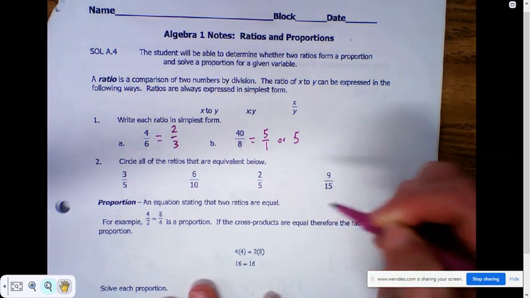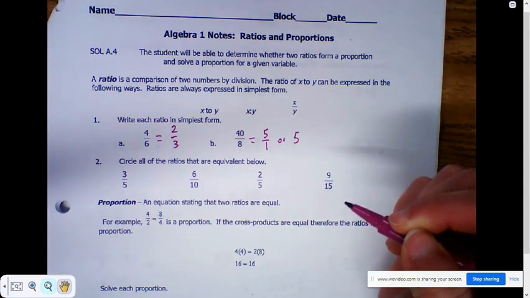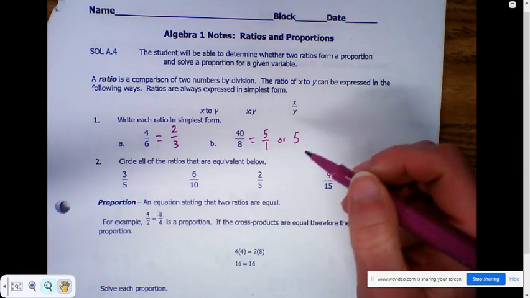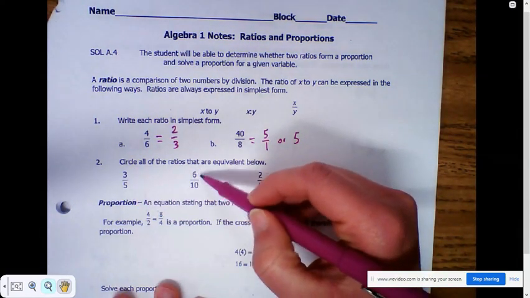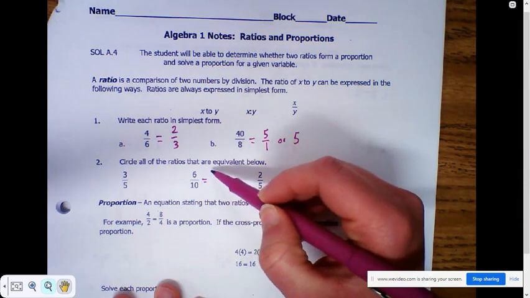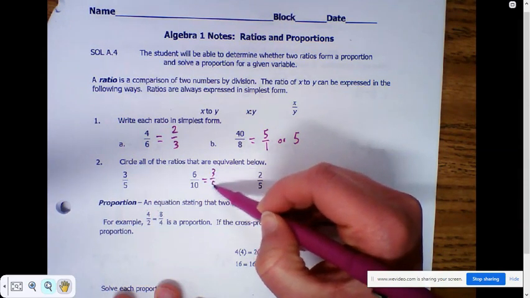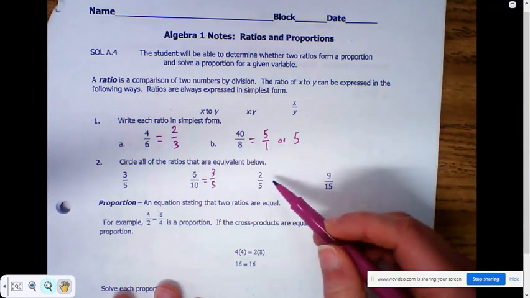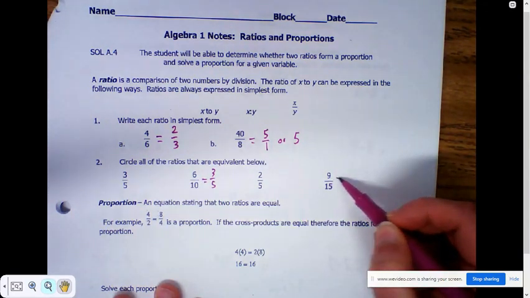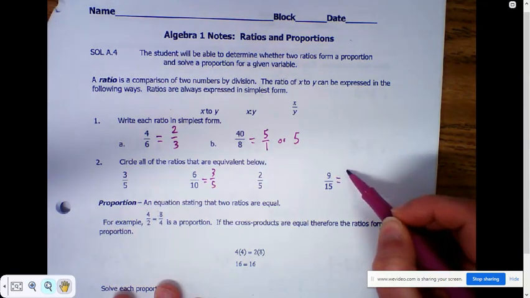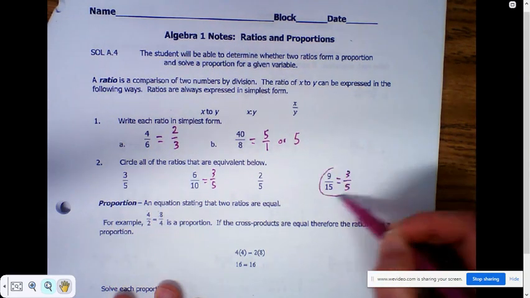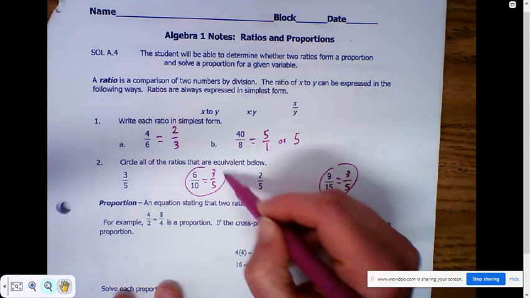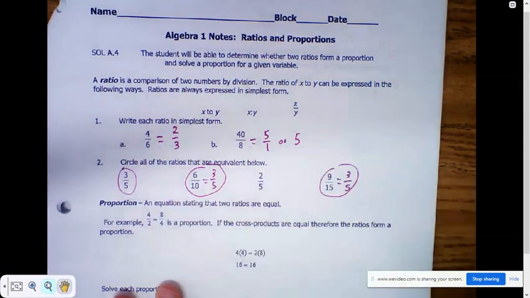You will usually, if we're talking about ratios and proportions, see it as 5/1, but we also know that simplifies to 5. So we want to circle all the ratios that are equivalent below. Equivalent just means that they're equal or the same. So 3/5 cannot simplify. 6/10 is going to simplify to 3/5. I just divide them both by 2. 2/5 does not simplify. 9/15 will simplify to 3/5. I divide 9 by 3 and 15 by 3. So this simplifies to 3/5. This simplifies to 3/5, and that simplifies to 3/5.